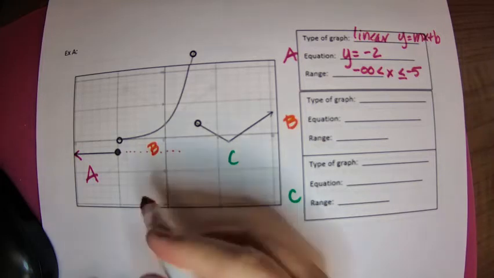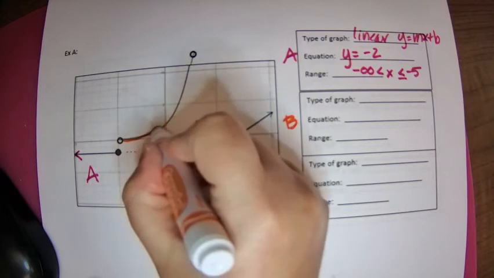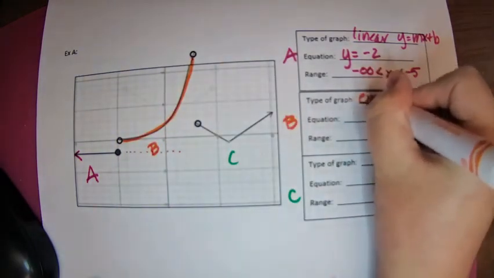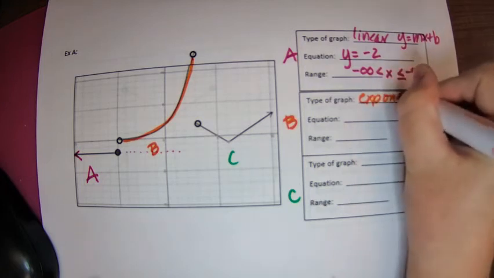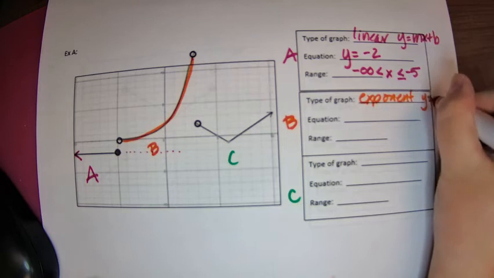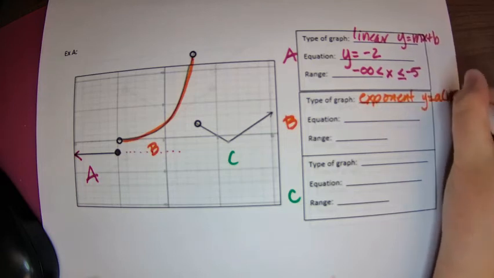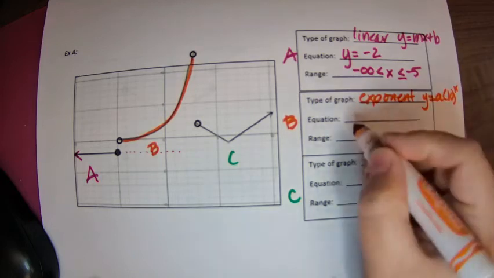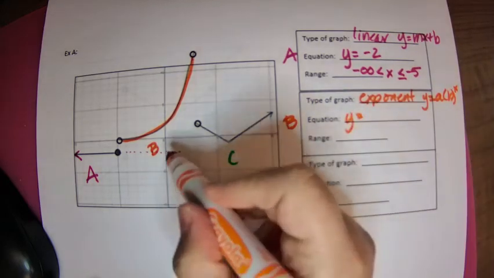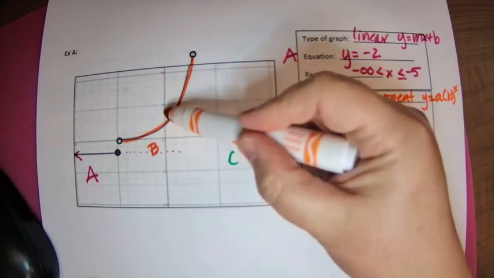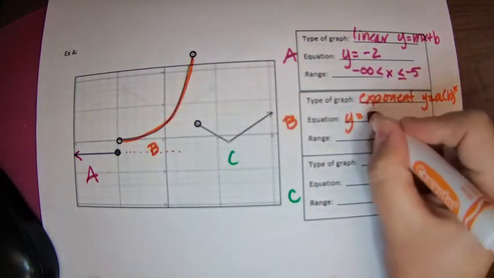Okay, the next one, this one right here, is an exponential growth. So I'm going to put exponential. The standard form for this is this. Remember, a is where I cross the y-axis. So this happens, there's 1, 2, 3, 4, 5. That's going to cross at 2.